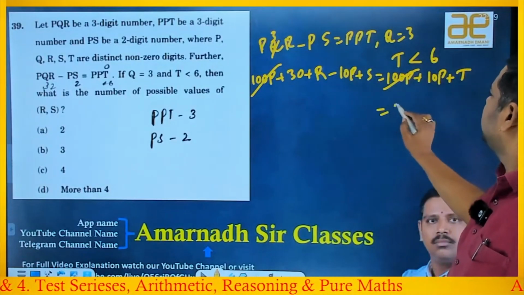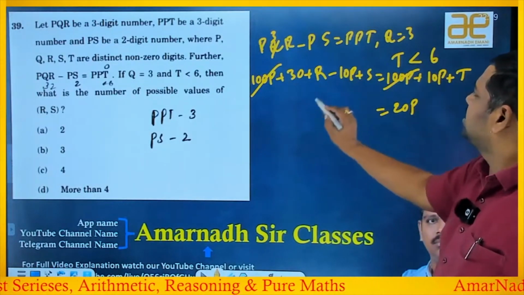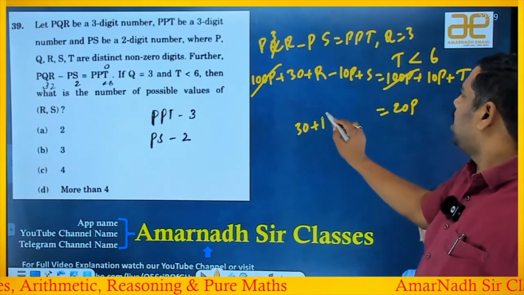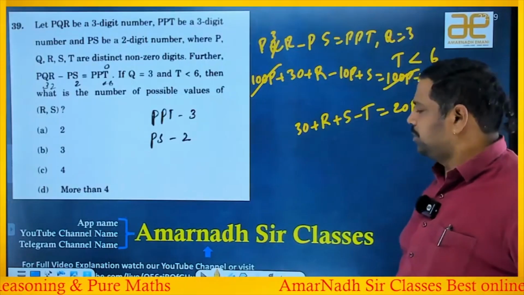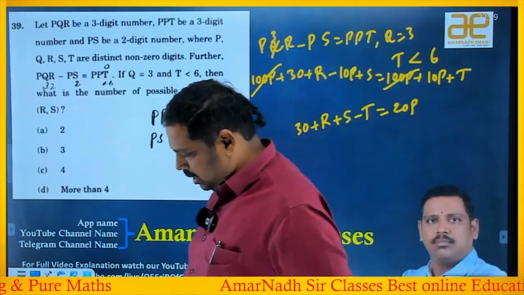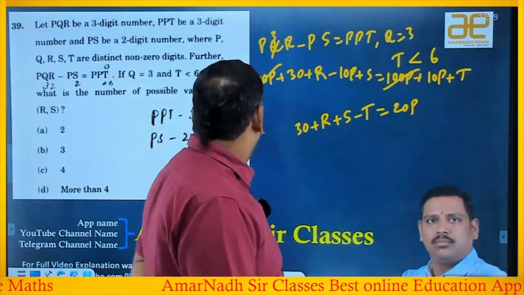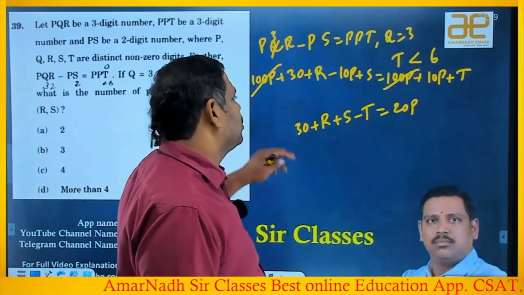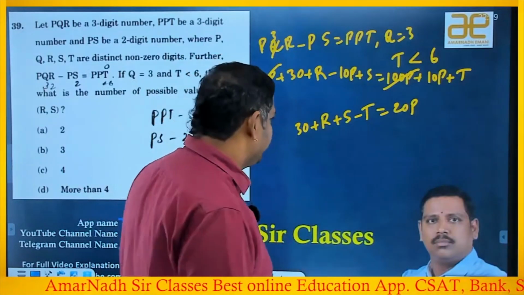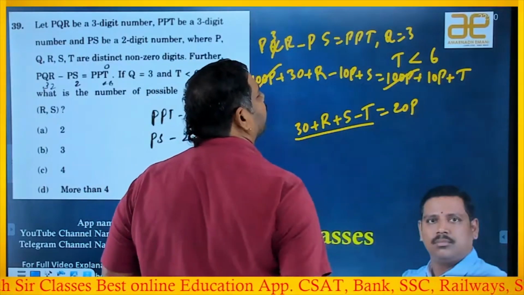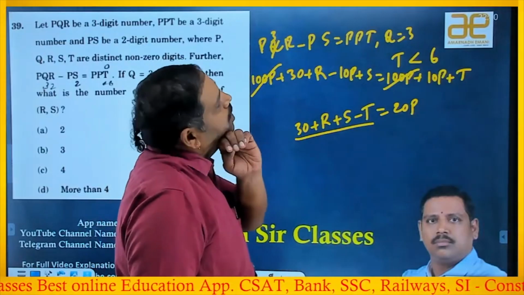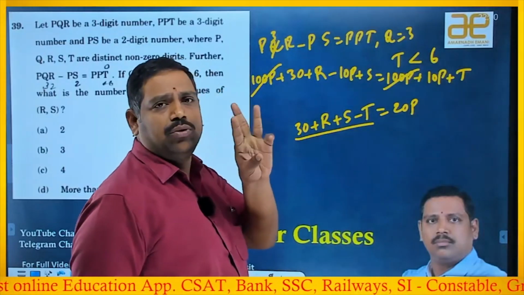Minus 10P, if you segregate, it will be 20P. Move the T this side: 30 plus R plus S minus T equals 20P. Now he's asking about the possible values of R and S. The beauty is this value is 20P. P is definitely a natural number, so it can take 1, 2, 3 and so on.